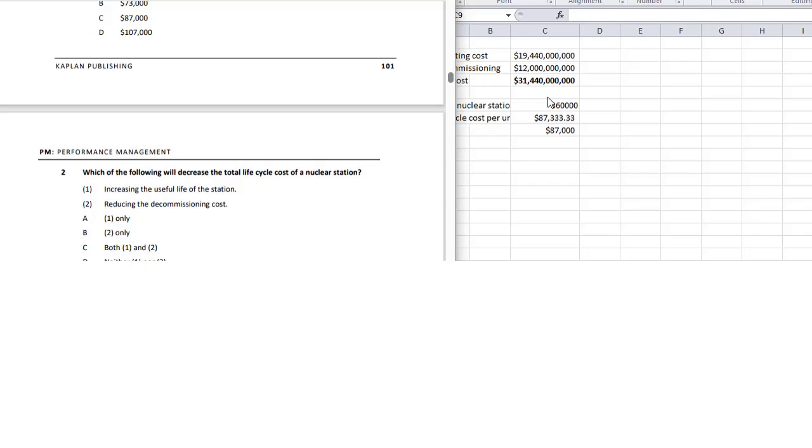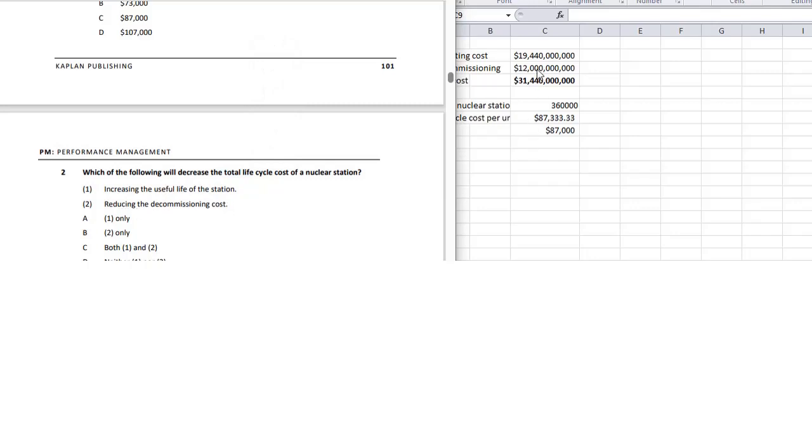Increasing the useful life of a station means you are increasing the life of the station, so your depreciation cost will be lower. It means more total cost will be available for the product, and that will increase your total life cycle cost. The question is asking for a decrease, but it will increase the total cost. So this is false. Reducing the decommissioning cost.